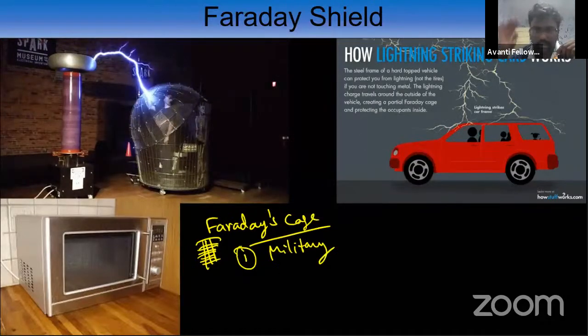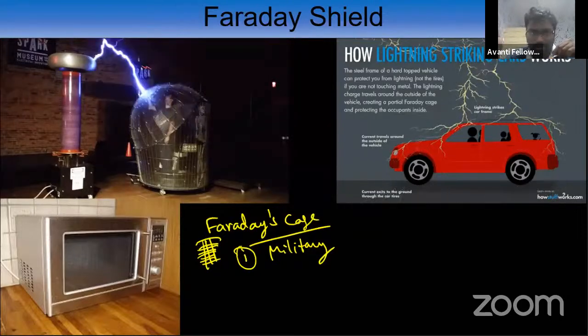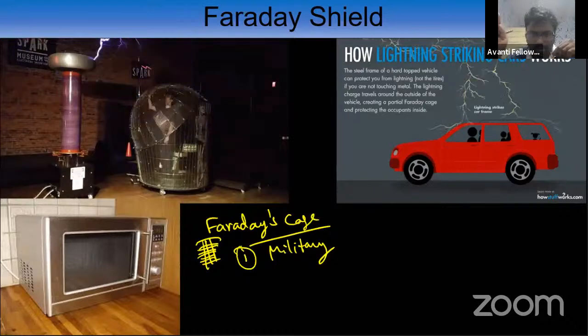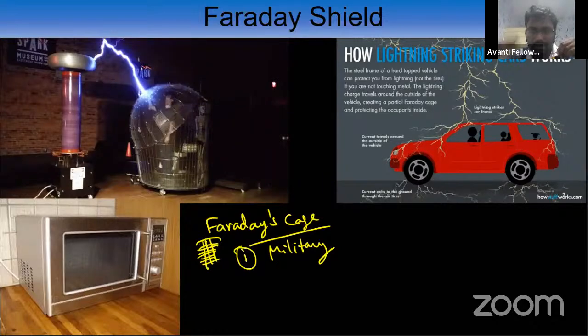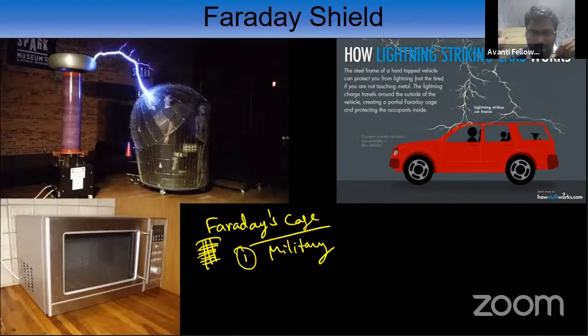Military purposes, they don't want their secret information to leak out, right? So whatever communication they do happens inside a cage where there is no interference of any other magnetic signals or EM waves. There won't be any interference.